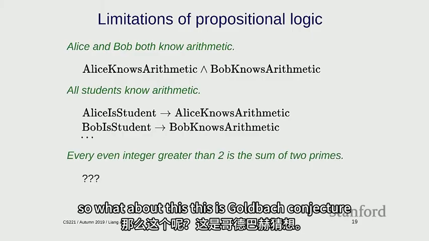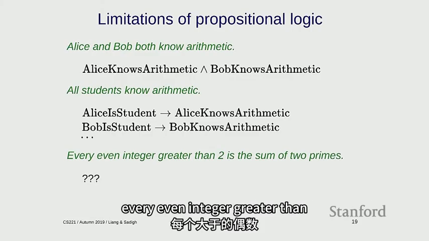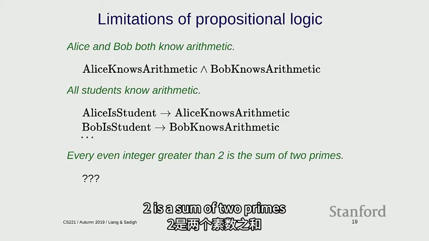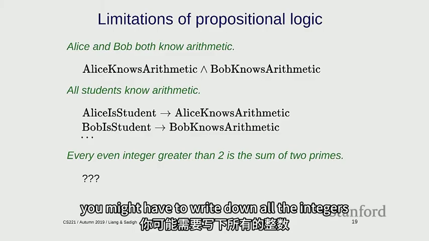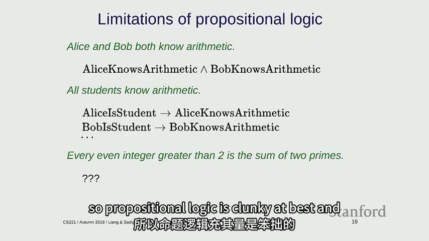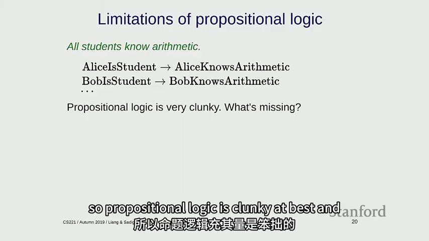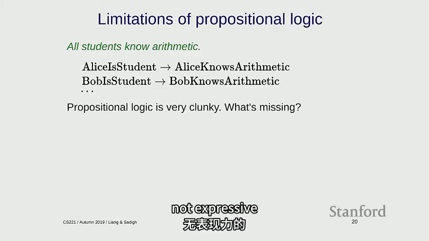So what about this? This is Goldbach's conjecture: every even integer greater than 2 is the sum of 2 primes. So good luck with that. You might have to write down all the integers, which there are a lot of. So propositional logic is clunky at best and not expressive at worst.